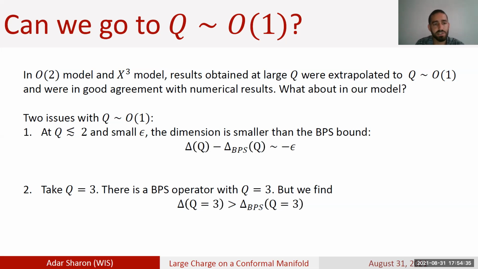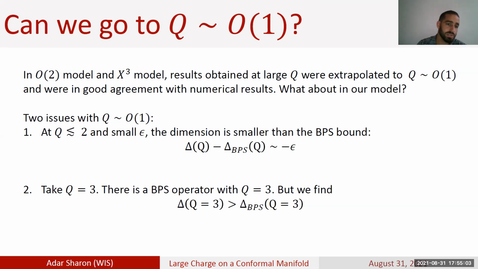So we already discussed the first issue. Taking Q to be 2 or smaller, you find that the dimension is below the BPS bound, which does not make sense. Specifically, the dimension is an epsilon amount smaller than the BPS bound, which is very small. And so maybe you could still excuse this as just being a small correction to the epsilon expansion. And maybe this is corrected if you take higher orders and then take Q to be small.